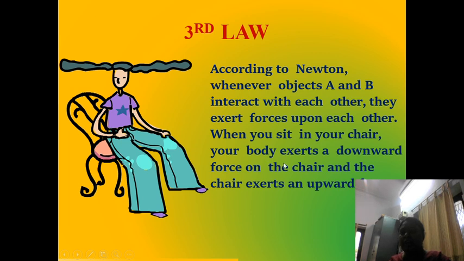When you sit in your chair, your body exerts a downward force on the chair and the chair exerts an upward force. We all will be sitting on a chair or on a bed. What happens? The chair applies a force on our body in the upward direction, whereas the body is pulled by gravity in the downward direction. As both the forces are balanced, there is no change in our movement. That means a person sitting on the bed will stay in the sitting position only. He will not fly because both forces A and B are equal and opposite, hence they are called balanced forces. When there is a balanced force, the body will not move from its initial position.